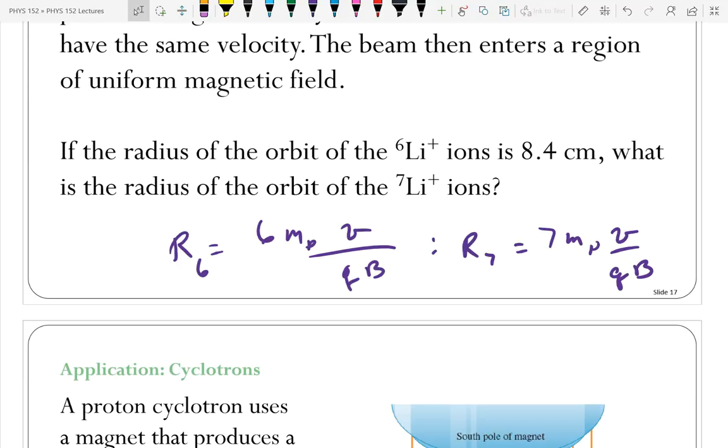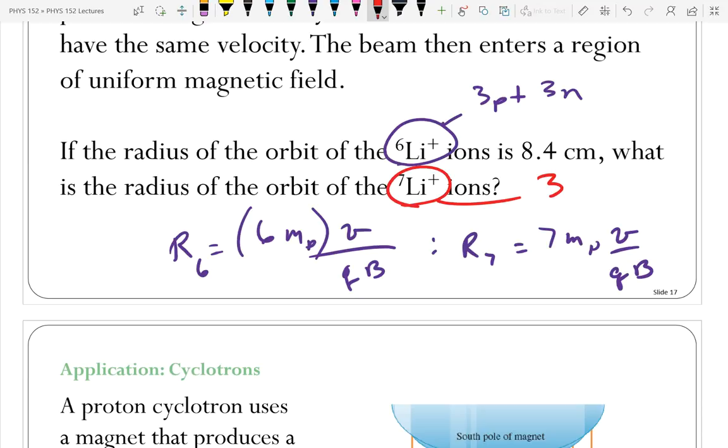Now, I did this quickly. Why did I put 6 mass of a proton here? Yeah, that 6 means it has 6 protons plus neutrons total. Lithium has 3 protons, so the 6 is 3 protons plus 3 neutrons. And 7 is actually 3 protons plus 4 neutrons. But the mass of a proton and the mass of a neutron are close enough that we'll treat them as having the same mass.